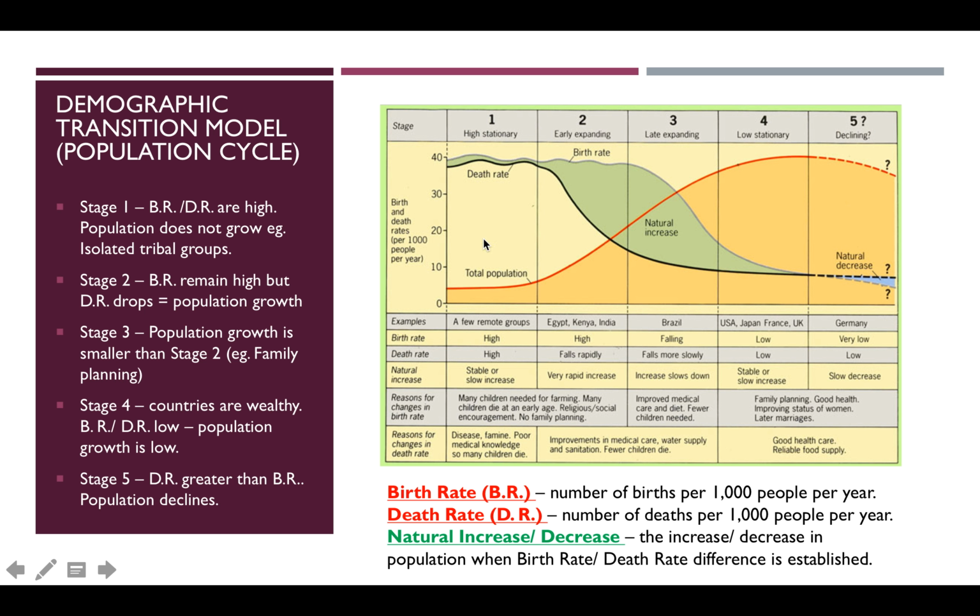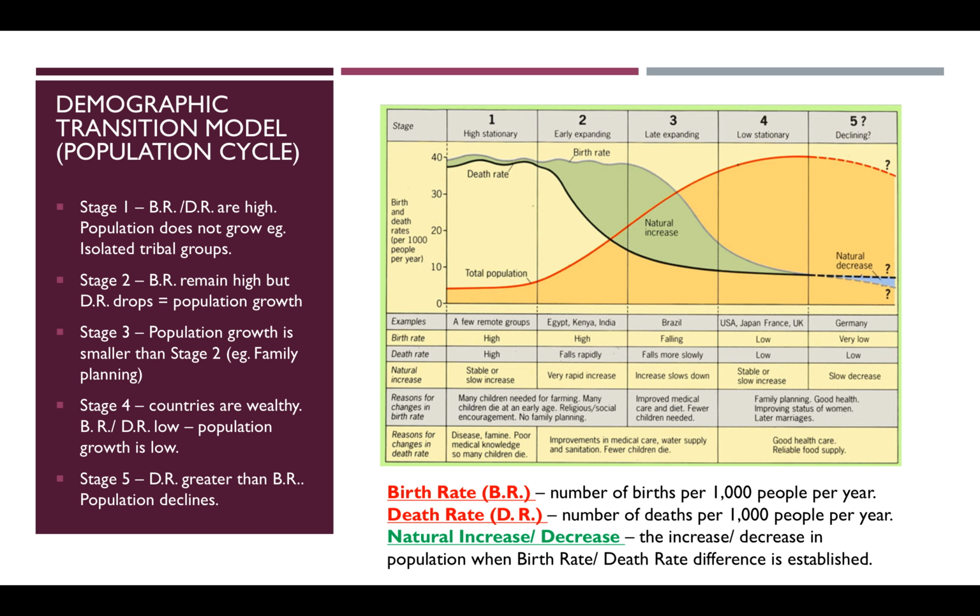But before we get into it, just note down the bottom here, what a birth rate means, death rate, and natural increase and decrease. Birth rate, you have to know the exact definition. It's the number of births per thousand of people per year. And it's important to also say the 1,000 people per year at the end, because that's the full definition, which you must write. The death rate is the number of deaths per thousand per year.